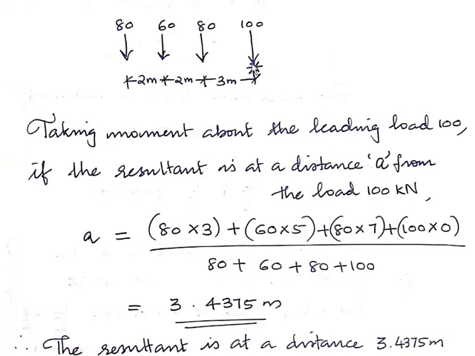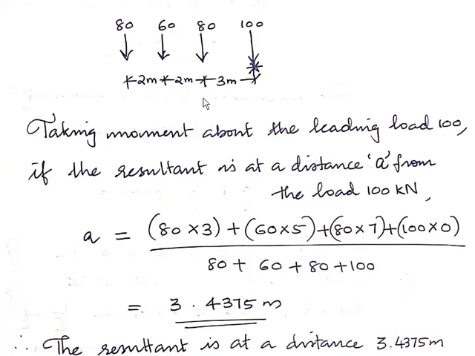So we are calculating the moment about this point. I have marked a star. So take all the moments due to each load: 100 into 0 plus 80 into 3 plus 60 into 5 plus 80 into 7. All the moments due to each load divided by the total loads will give the distance of the resultant from this point.